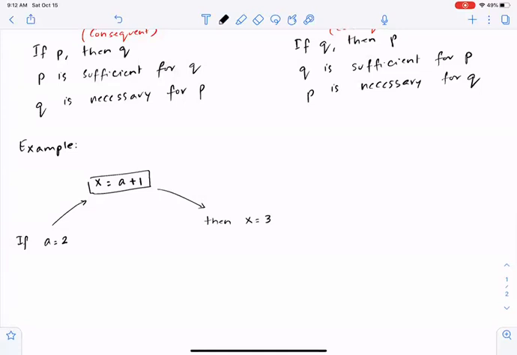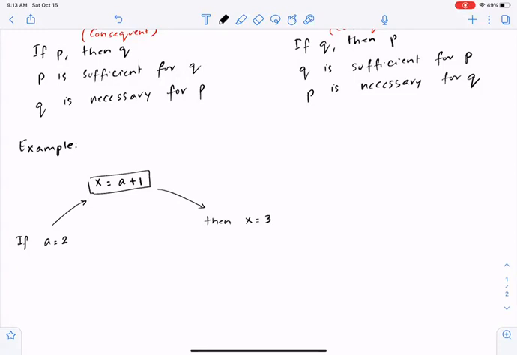For x equals 3 to happen, given x is equal to a plus 1, P, which is a equals 2, is sufficient. If I plug in a equals 2, I am going to get x is equal to 3. So a equals 2 is sufficient for x is equal to 3 if I'm looking at the equation x is equal to a plus 1.